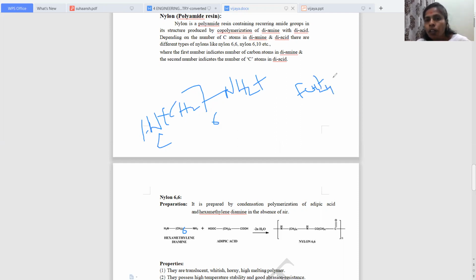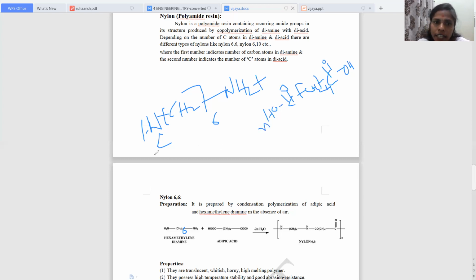Tetramethylene. Tetra means 4. Dicarboxylic acid. What is carboxylic acid? COOH. We are saying di, so 2 carboxylic acids will be there. So these two undergo condensation polymerization.